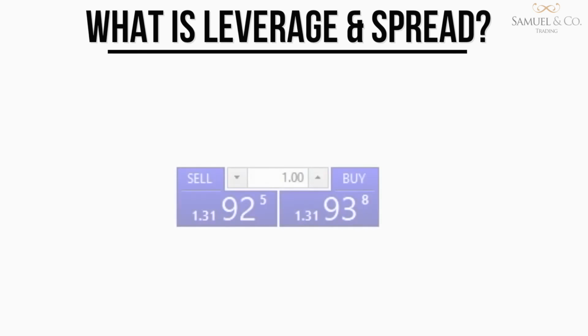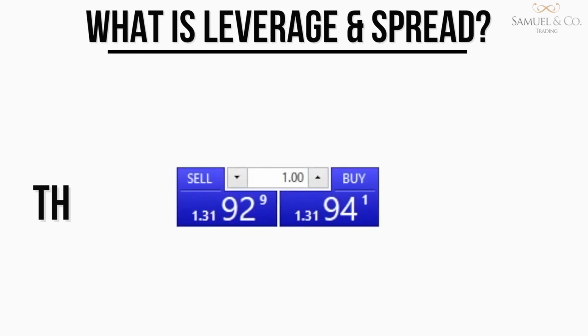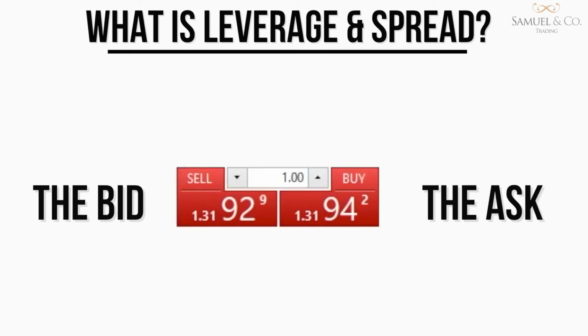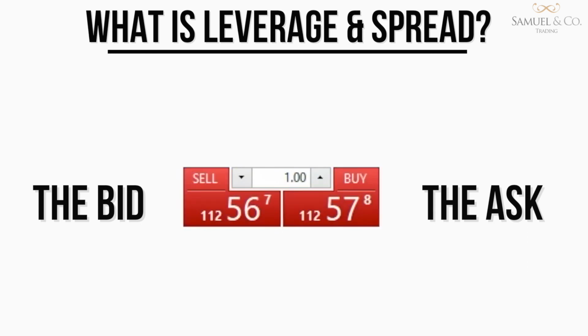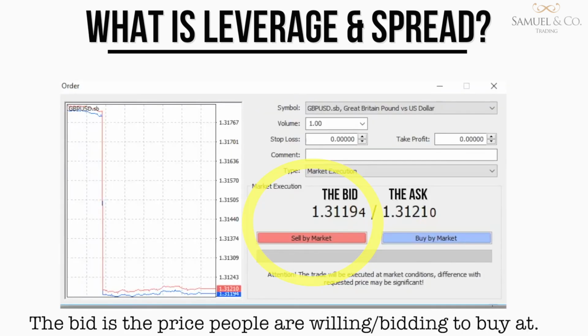All forex quotes are quoted with two prices, the bid and the ask. For the most part, the bid is the price at which your broker is willing to buy the base currency in exchange for the quote currency. This means the bid is the best available price at which you can sell to the market.